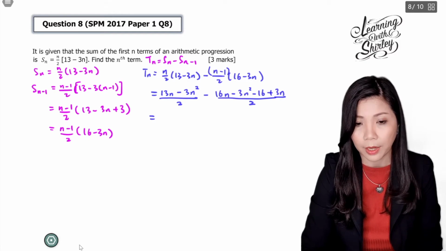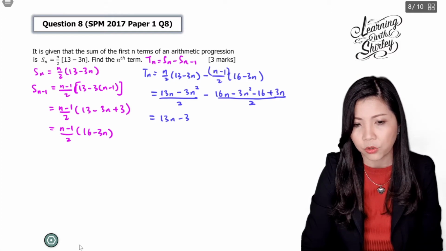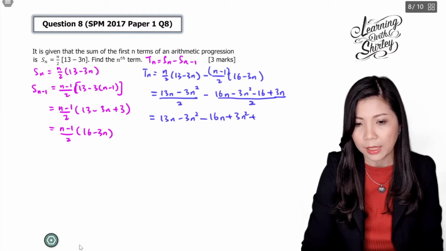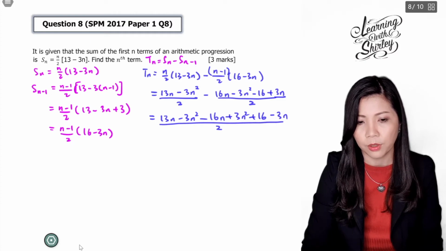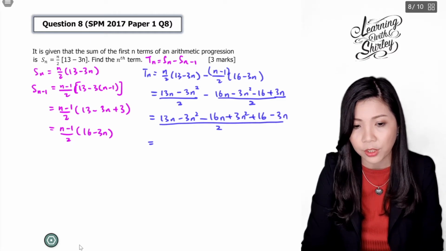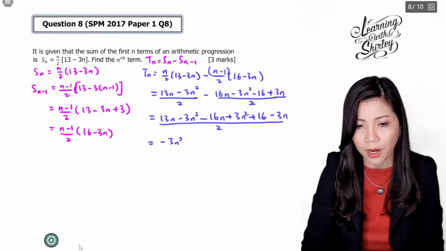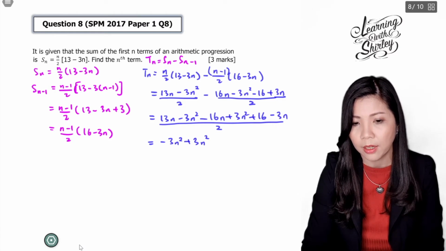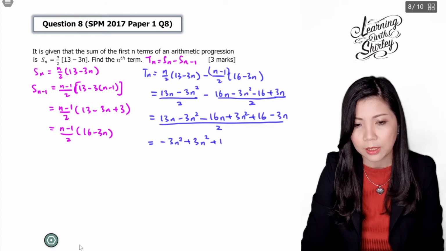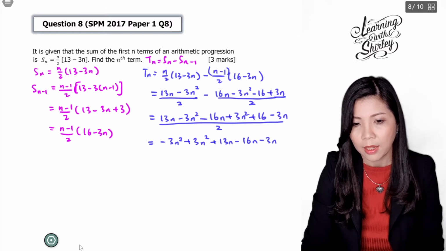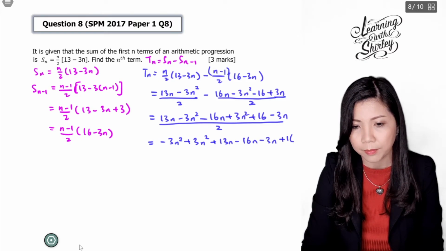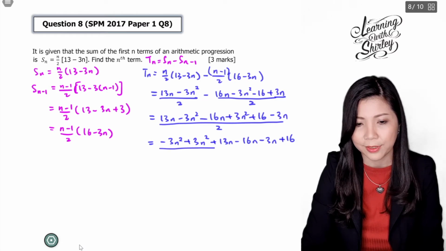Now we can combine them together. So 13n minus 3n squared minus 16n, then plus 3n squared, then plus 16, and then minus 3n, and the whole thing over 2. Let's rearrange it first. So negative 3n squared plus 3n squared, then plus 13n minus 16n, then minus 3n, and then plus 16, and the whole thing over 2.